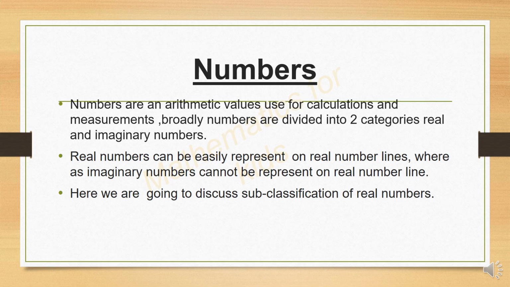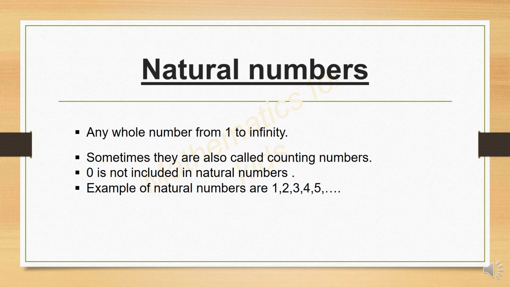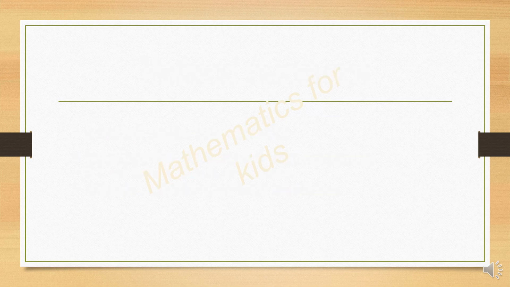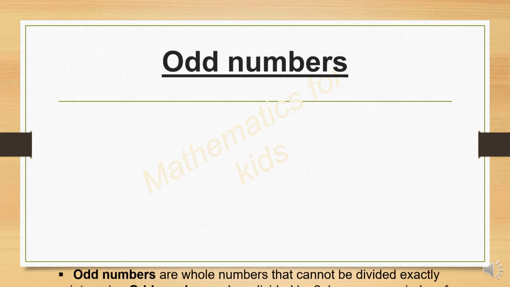In this video, we are going to discuss types of real numbers. Natural numbers, or sometimes we call them counting numbers, are any whole numbers from 1 to infinity. 0 here is not included in the natural number family, and examples of natural numbers are 1, 2, 3, 4 and 5. Another type of numbers are odd numbers.